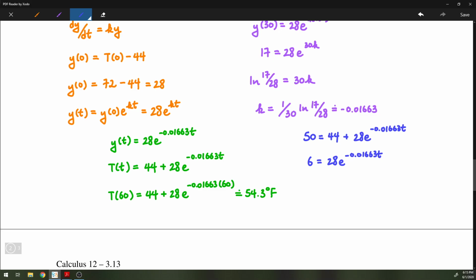And then you go ahead and take the logarithm of both sides. So ln of 3 over 14 is equal to negative 0.01663t. And then, of course, you divide both sides by the coefficient and get t by itself. t is approximately 92.6 minutes, or about an hour and 33 minutes.